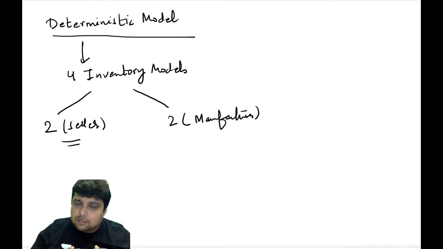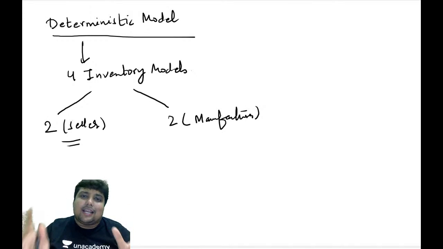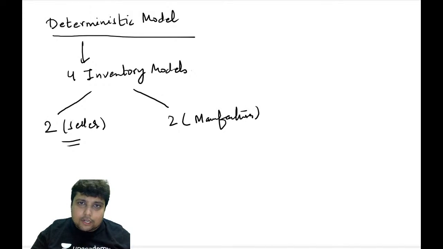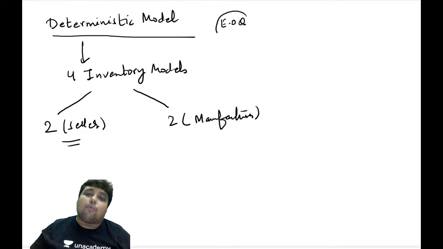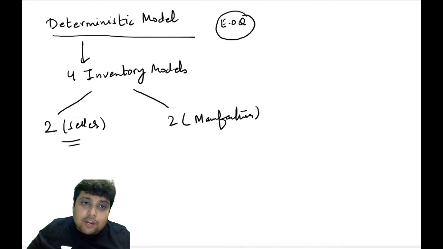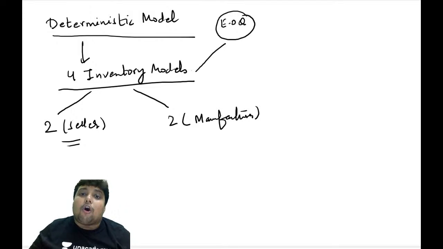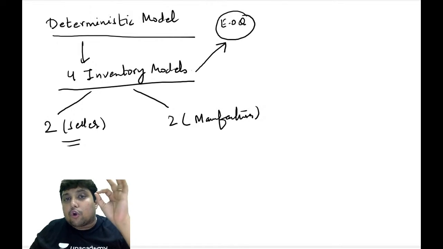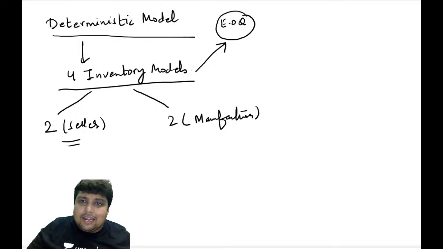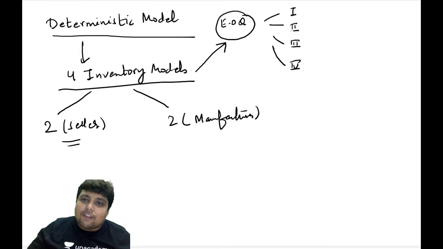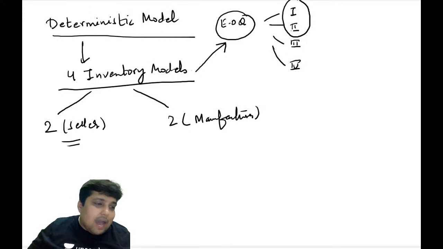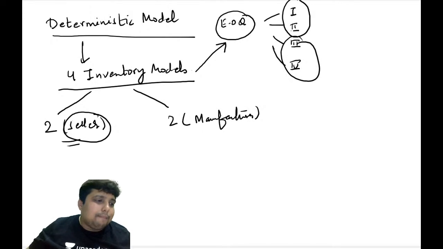Inventory management means considering all the costs that are there in the inventory, and according to that cost decide your EOQ, decide your economic order quantity. Basically these 4 inventory models are also called as economic order quantity models or EOQ models. I will name them as EOQ model 1, EOQ model 2, EOQ model 3, EOQ model 4. 2 of the models out of these EOQ models are going to be for the seller and the remaining 2 will be for the manufacturer.